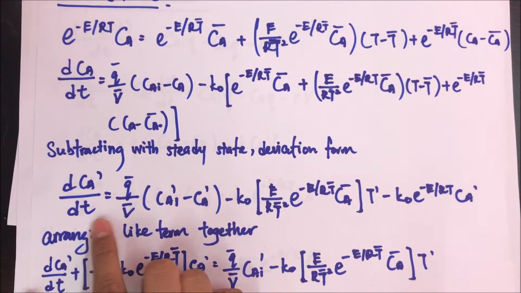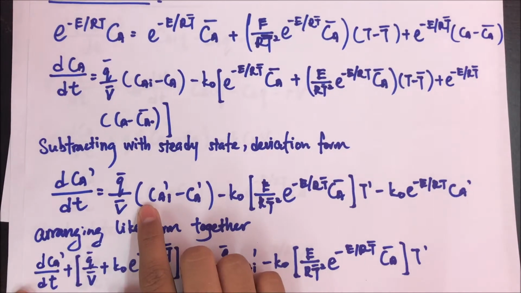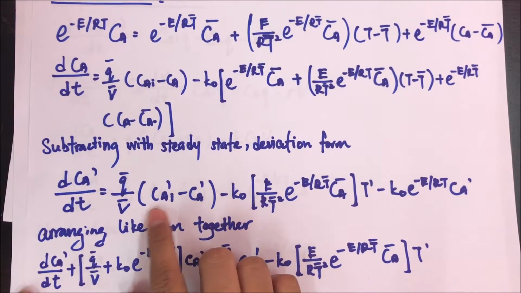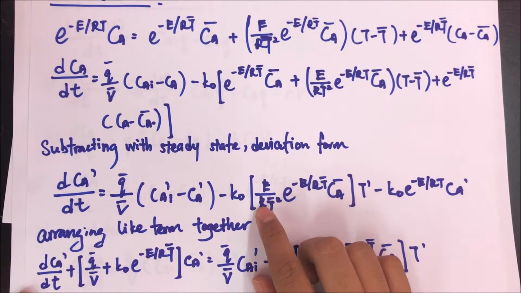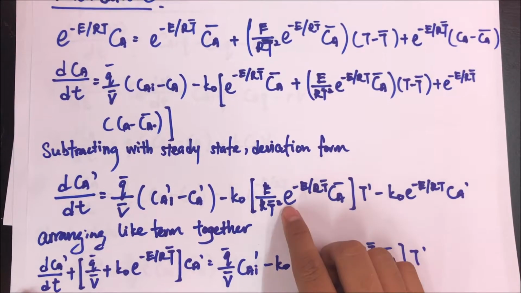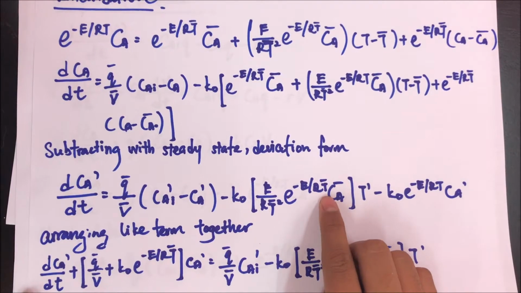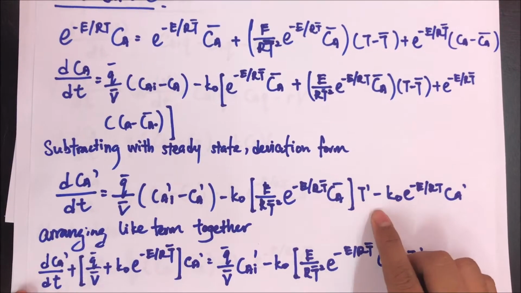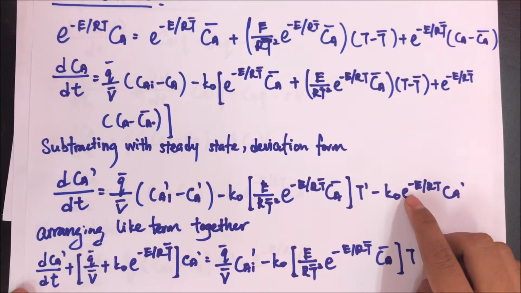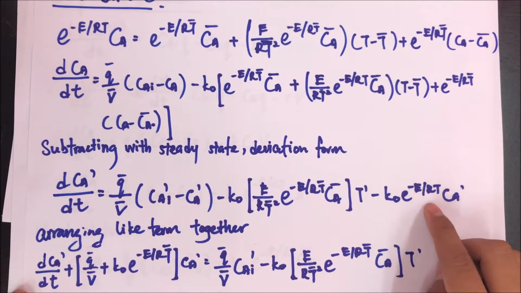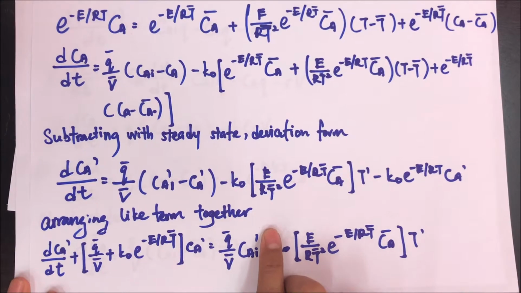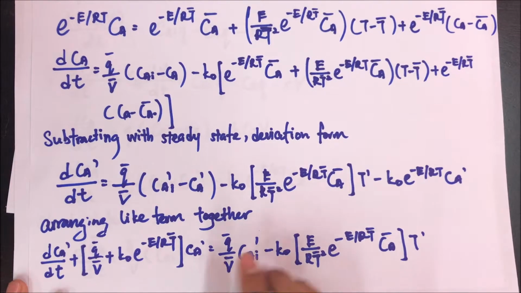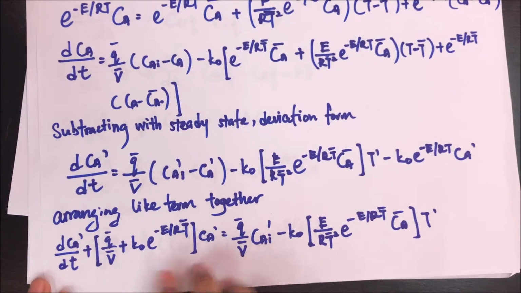over dt equal to Q bar over V bar (CAi dash minus CA dash) minus K naught E over RT bar squared exponential of negative E over RT bar CA bar T dash minus K naught e to the exponential of negative E over RT bar CA dash. Arranging the like terms, in which we bring all the CA dash over to the left hand side, we will get this equation.